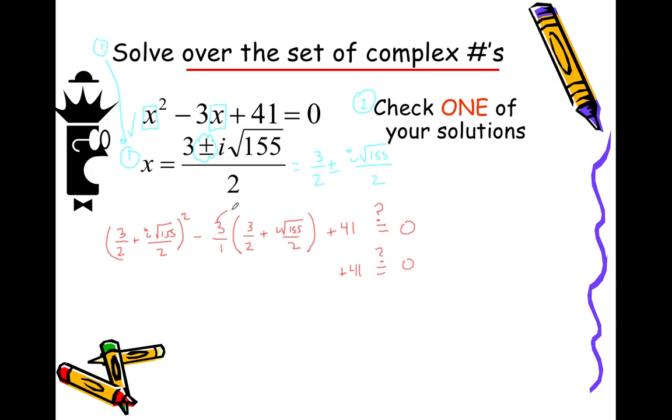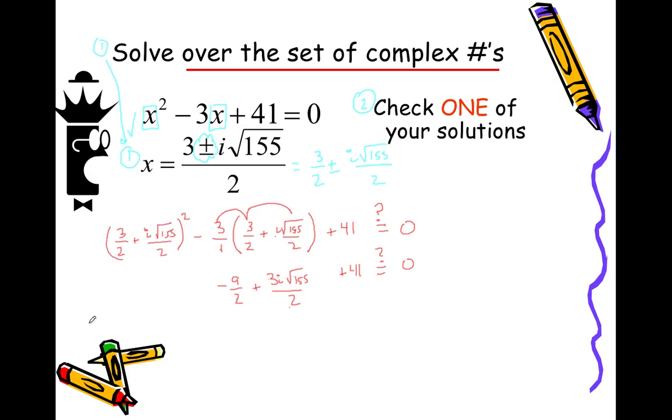So let's take care, just like we did the last time. I would do this part first. So I'm going to get negative 9 halves plus 3i root 155 over 2, right? Because when you multiply fractions, you just multiply the denominators. 1 times 2 is 2. 1 times 2 is 2. Multiply the 3 times the 3, that's where the 9 goes. Multiply the 3 times the i times the 155, and I get 3 times the i times root 155.